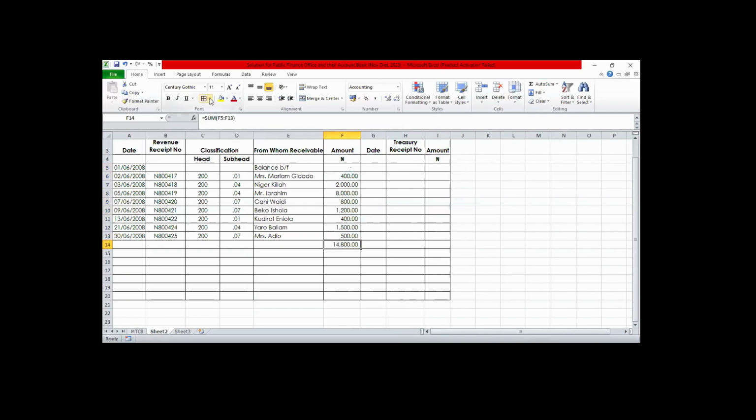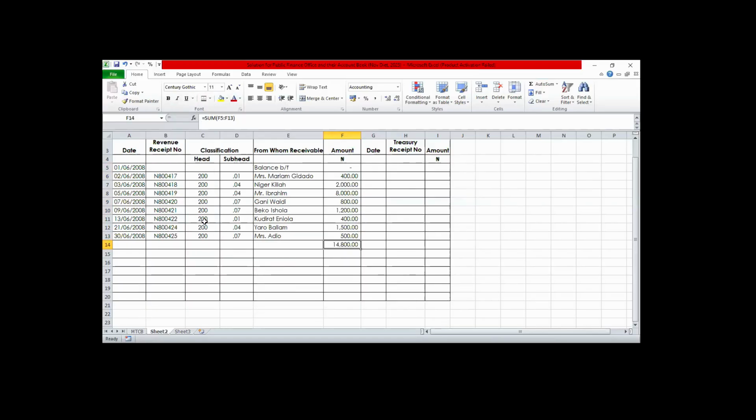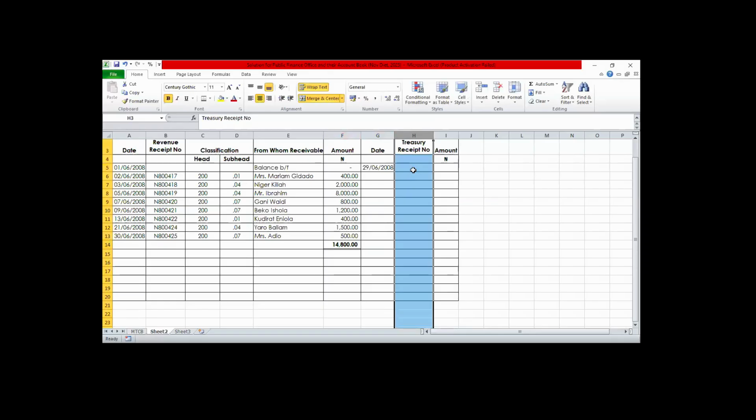14,800. Is that what you have at your hand there? Yes, sir. Now, you were told that he remitted the money to the sub-account officer. At what date? 29th of June, 2008. What is the receipt issued to him? M400-201.